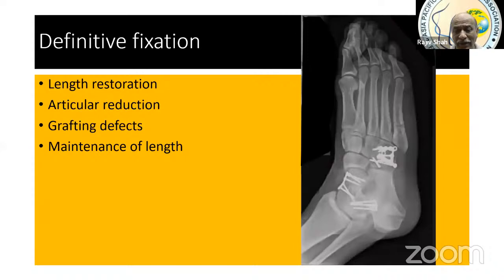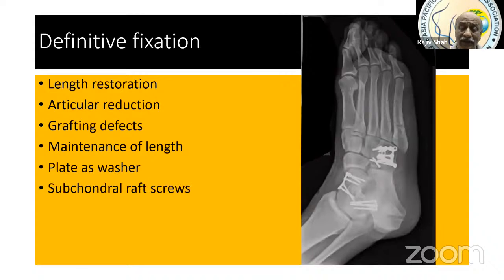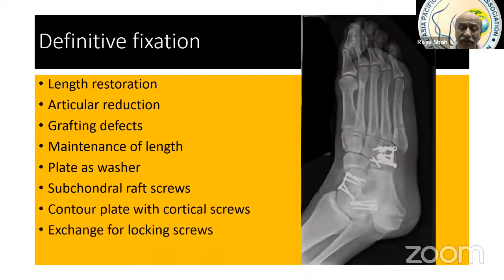And when you are doing definitive fixation for a cuboid fracture, you must restore the length, you do the articular reduction, you graft the defect, and you maintain the length. These are your principles. Sometimes you are using a plate as a washer and you're using subchondral raft screws. Your plate requires to be contoured with at least one screw distally and one screw proximally. One distal and one proximal screw into a plate.